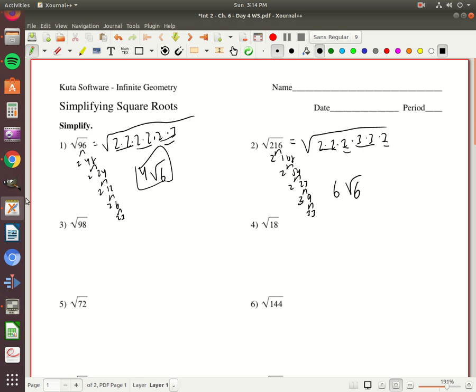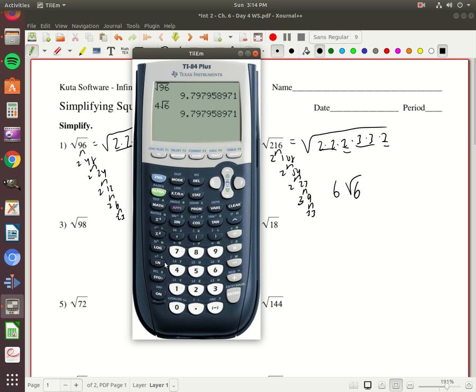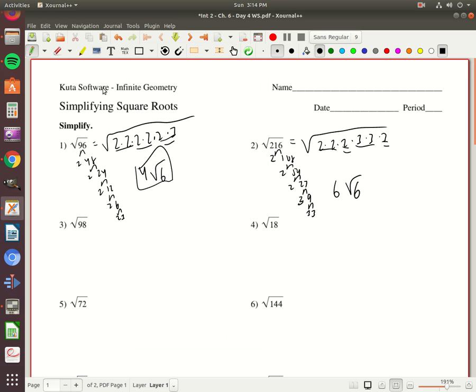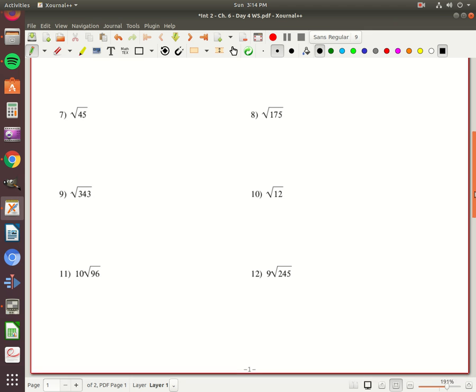So I expect that if I get the square root of 216, it will equal whatever 6 times the square root of 6 is. So they equal the same amount. So this would be my simplified version right here. And again, this works sort of for all of them.